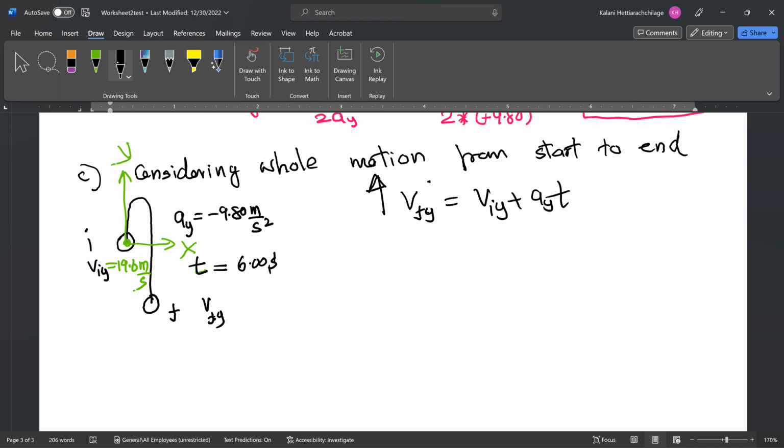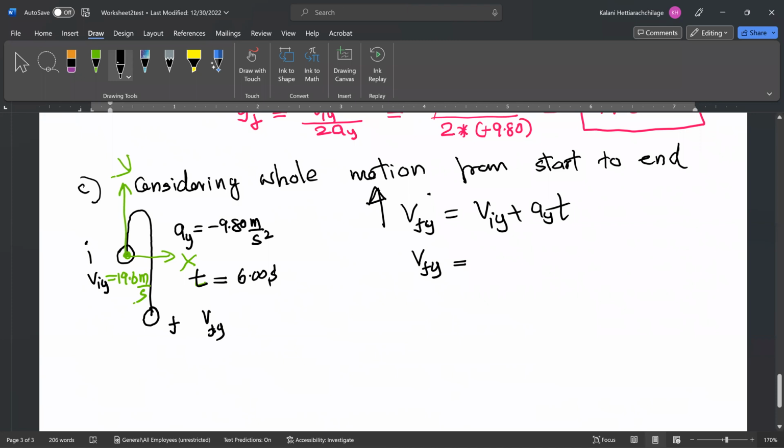So now, by watching this, final is going in the downward direction. That means I should end up with a negative number. Keep that in mind, okay? But it will automatically come up from your formula. V final Y, we need to find it out. V initial Y, I'm going to plug in the values because everything is set up now.